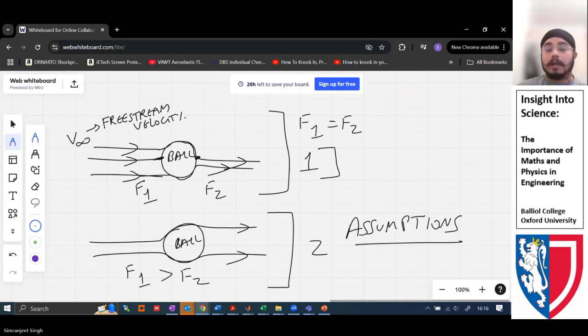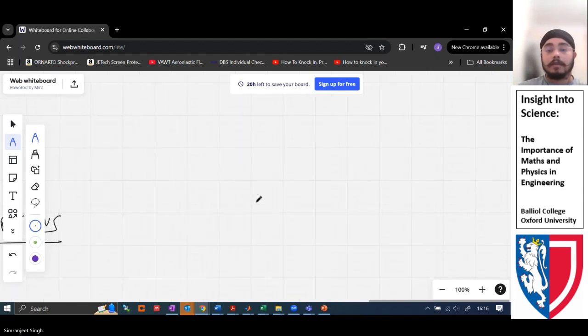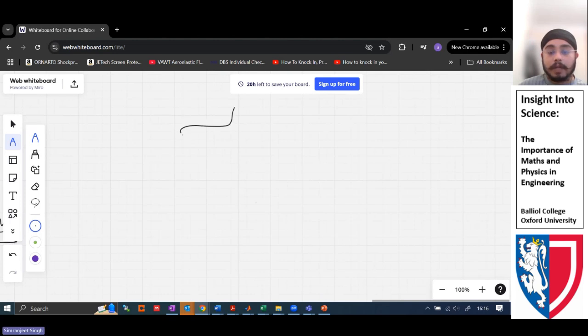Now, if we think about the operation of an airplane, if I just simply draw a miniature model of an airplane, if you look at this cross section, these are the wings. This is the fuselage.